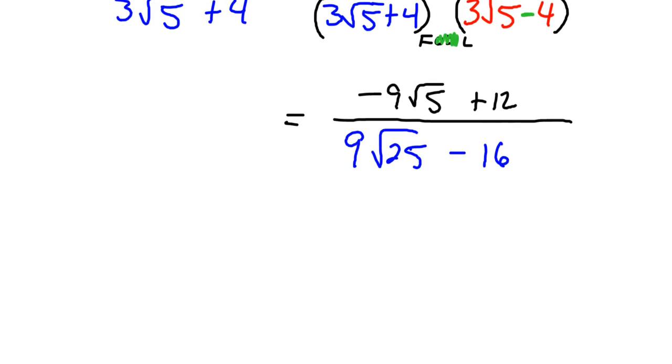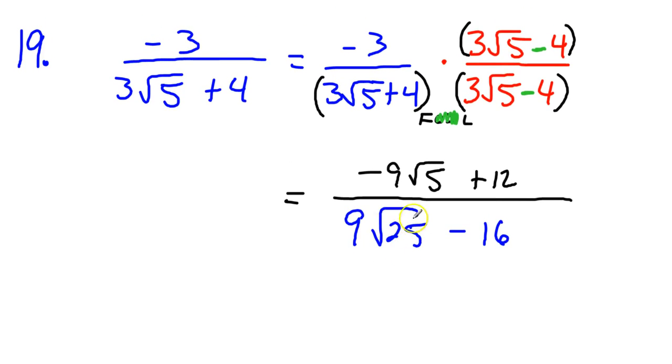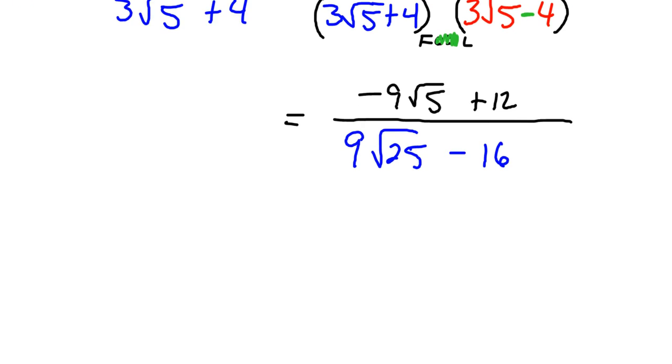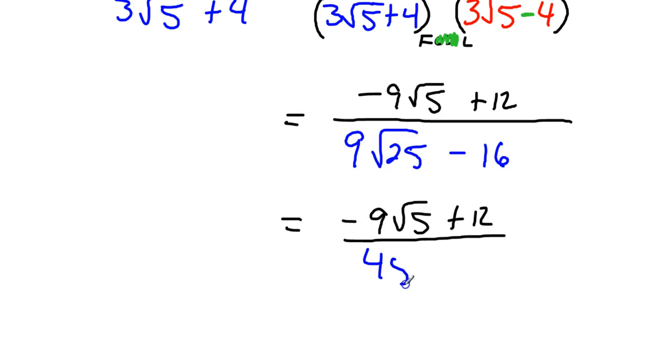Okay, and again, when you do this part of it, that square root should simplify out, so we've got the square root of 25. So that's negative 9 square root of 5 plus 12 on the top. On the bottom, square root of 25 is 5, so if we do 9 times 5, that's 45. Minus 16. And 45 minus 16 is 29.